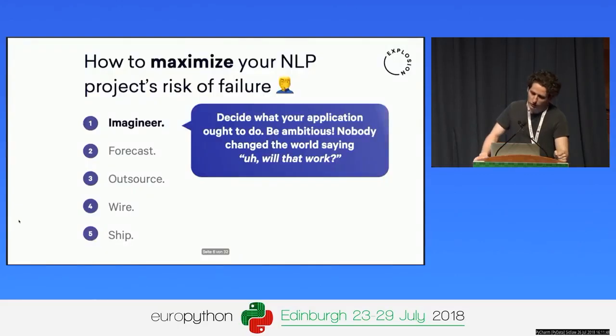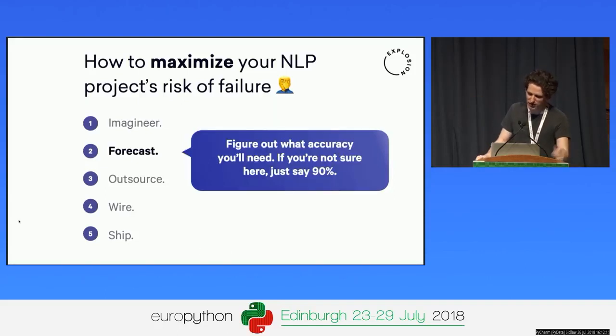Okay, so we can turn this around a little bit and say, slightly flippantly, what would it look like if we were trying to maximize an NLP project's risk of failure? We would start off by imagineering. We'll just decide what the application ought to do, and we really want to be ambitious, because nobody changed the world doubting whether something would work. So let's just start with the vision, and leave the technology for later. And then the next step would be to forecast.